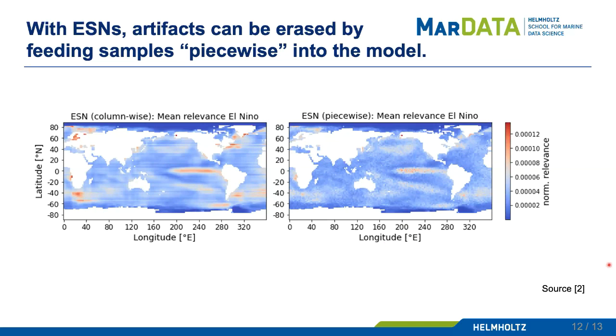The good news is that both artifacts can be erased by only taking the valid grid points into account, putting them all into a long vector, and then cutting this vector into equal-sized pieces. And if we then feed our sample piecewise into the echo state network, then we get nice, smooth relevance maps, as I show you on the right-hand side. So we see the Niño region here, which is emphasized, but we don't see the stripy artifacts anymore. And we also have low relevance in this spot here.